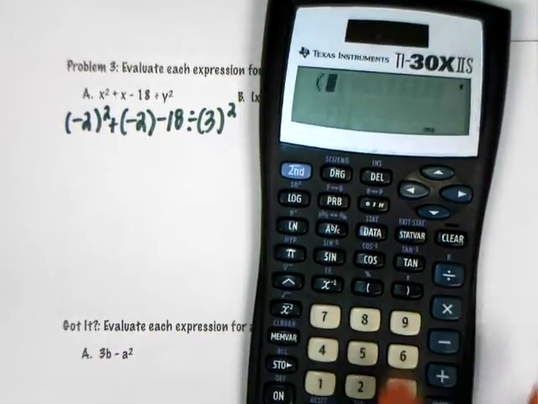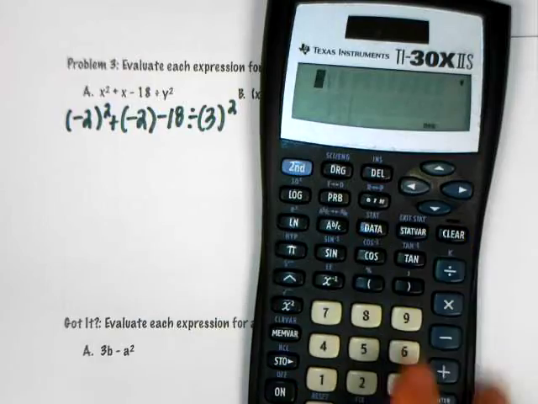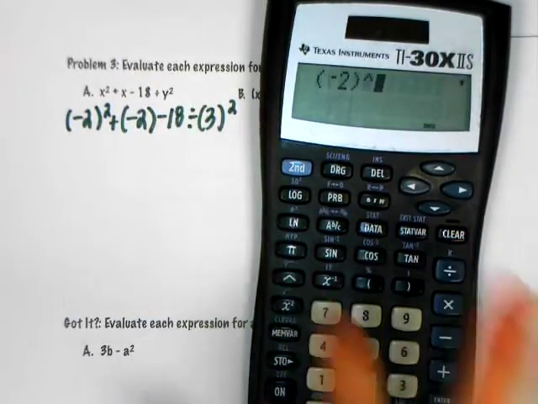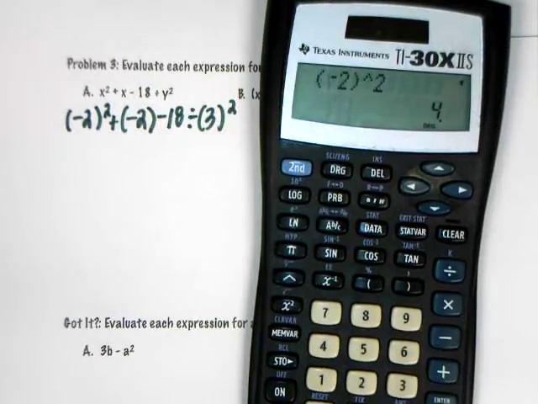Oh my gosh, I pressed clear instead of enter. Okay, so we get what? 4. Now, I want you guys to do it, but take away the parentheses.